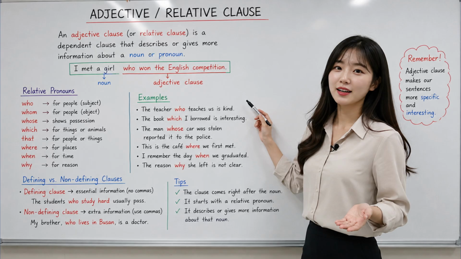Before our next lesson, I encourage you to practice by writing 10 sentences using adjective clauses. Try describing your family members, friends, teachers, your school, or your hometown. The more you practice, the faster your confidence and fluency will grow.